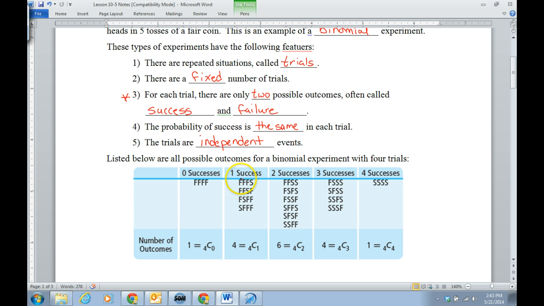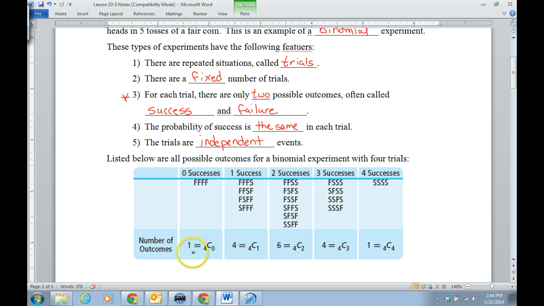The possibility of getting 1 success are the following ways. You could fail 3 times, then succeed. You could fail twice, succeed, and then fail. You could fail, succeed, and then fail twice. Or you could succeed on the first try and fail the rest. Do you guys see how they're getting at these? Okay. So that is how they're coming up with all these possibilities, number of outcomes.